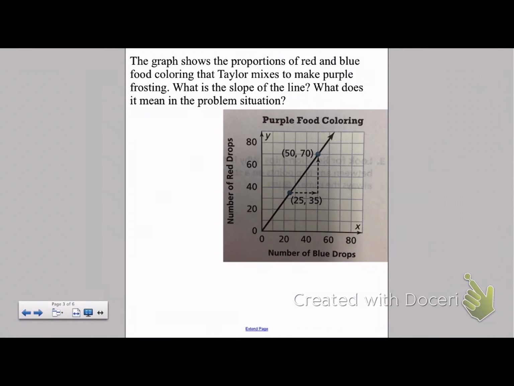And the last question. The graph shows the proportions of red and blue food coloring that Taylor mixes to make purple frosting. What is the slope of the line, and what does it mean in the problem situation? Take a second to copy down the question.